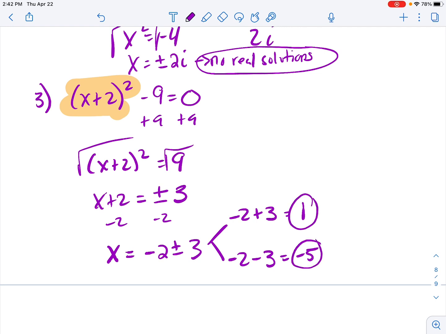So lots of different options, but your goal is to solve down to get x alone. And you should, most of the time, still get two answers.